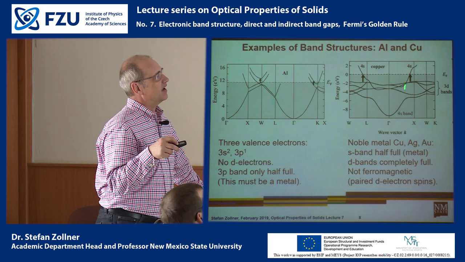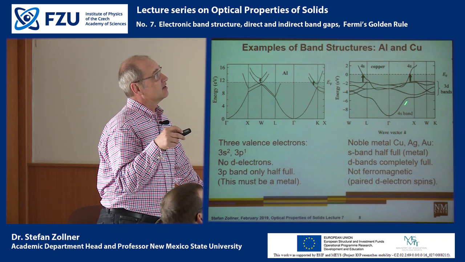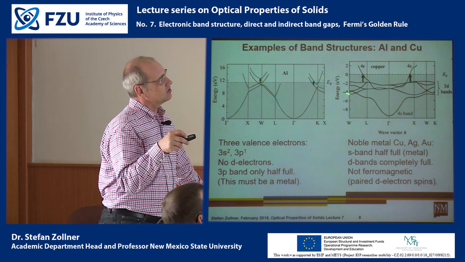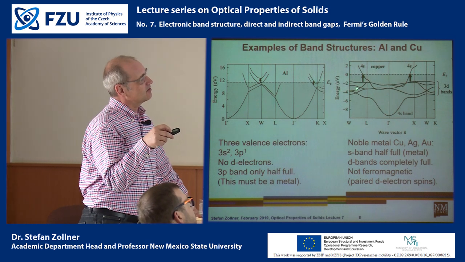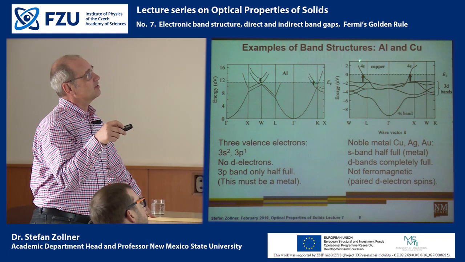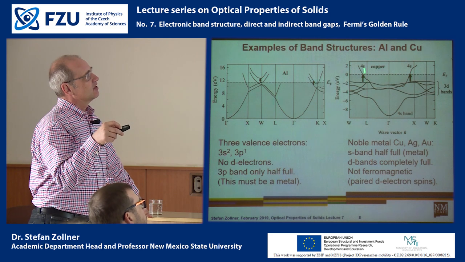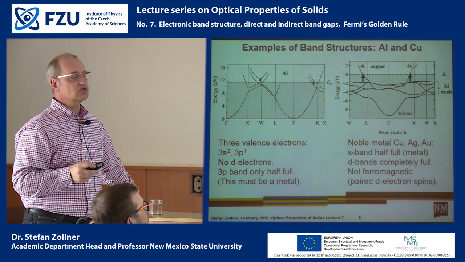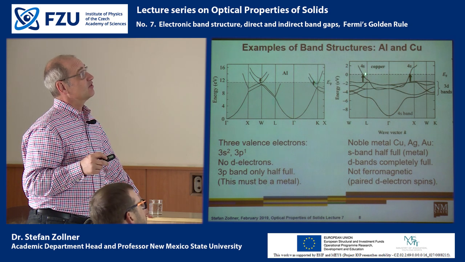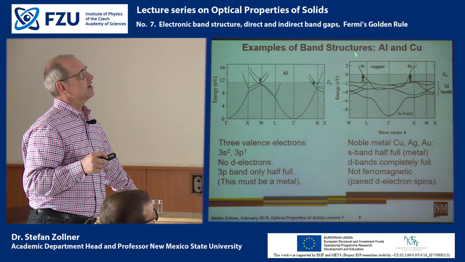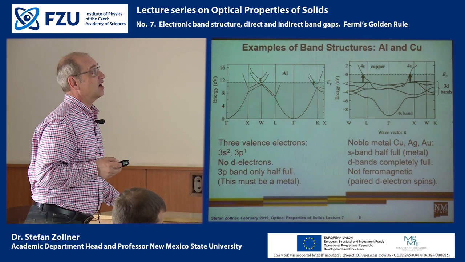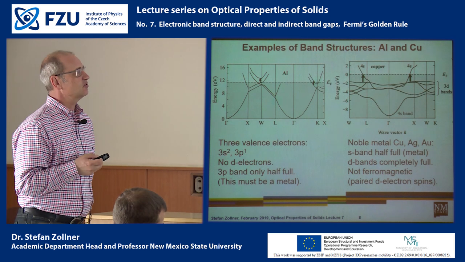This 4S band crosses the D band. So it starts here and then it gets deflected, it interacts, it hybridizes with the D bands, but then if you get out of the range of the D bands, this 4S band continues. And this 4S band can hold two electrons, but we're only putting one there. And therefore, there is no gap, and the 4S band continues, and therefore, copper is a metal. Obviously, we already knew that.